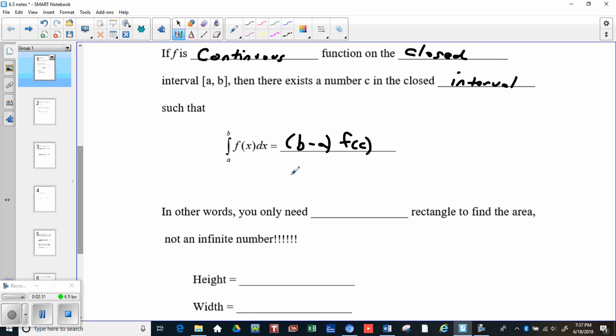All right, so what does this whole thing right here actually mean? Well, if you think about it, it actually means that you have just one integral.